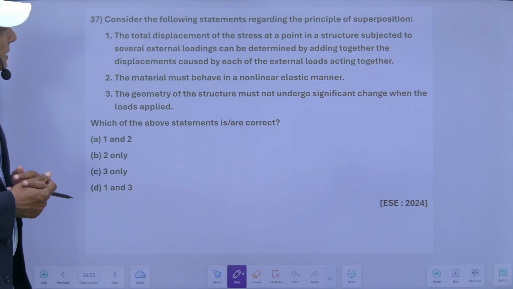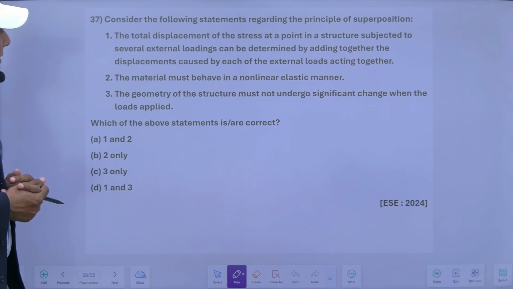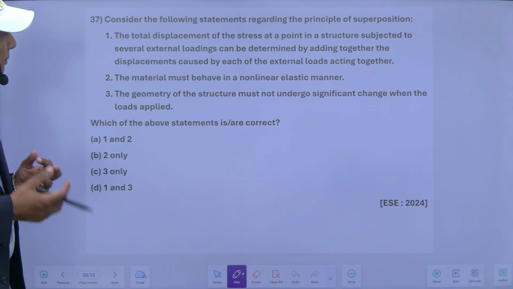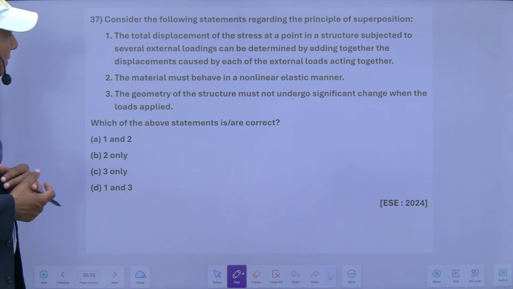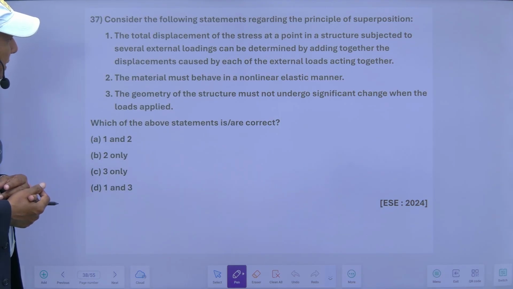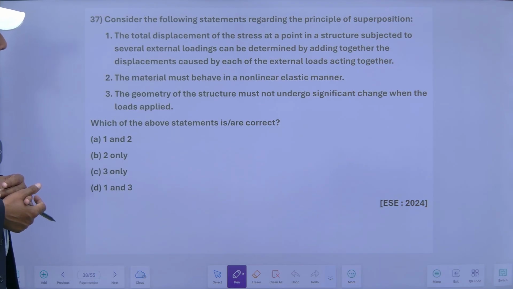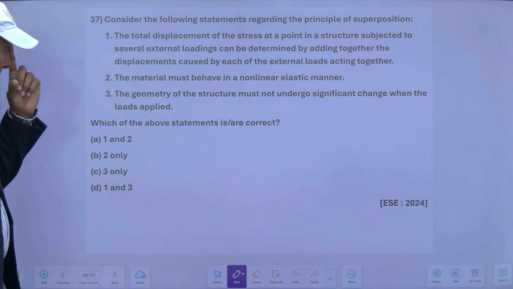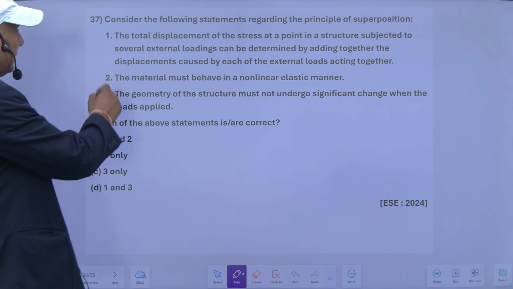Consider the following statement regarding the principle of superposition. The total displacement or stress at a point in a structure subjected to several external loadings can be determined by adding together the displacement caused by each of the external loads acting separately. Yes, this is right.